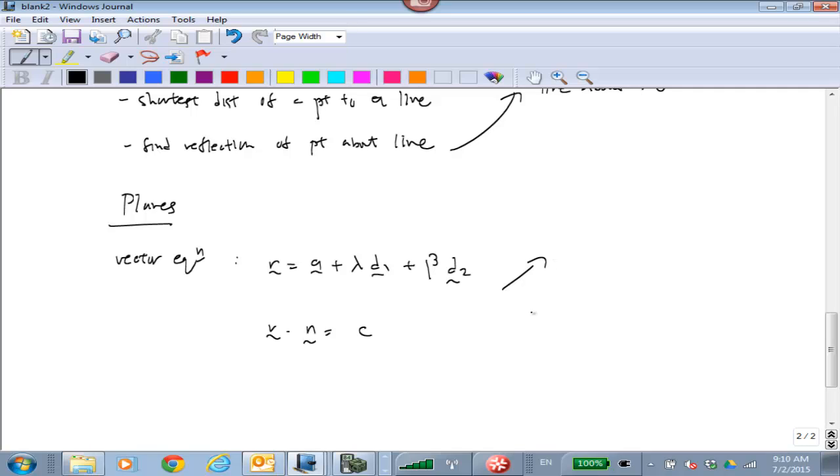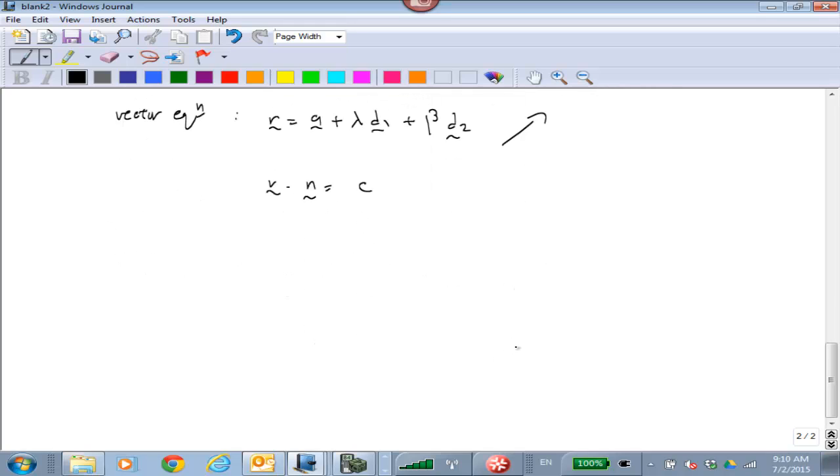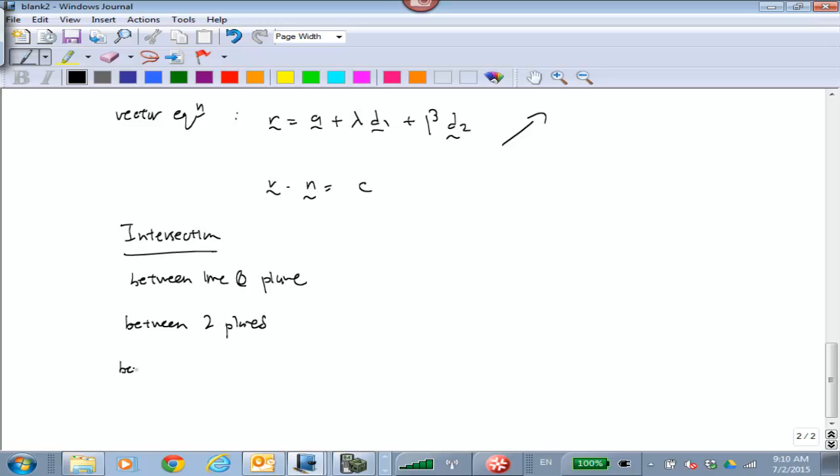Okay? Okay, then after that, you will actually need to know the following already. After planes introduced already, there's more things you need to know. Intersection, right? You need to know how to find between line and plane. Right? Remember? Think about it. Between two planes, how to find? Between 3 planes, how to find?